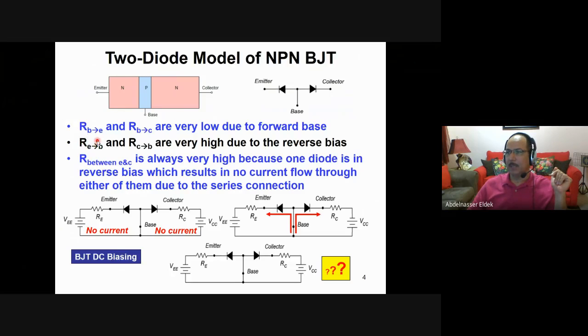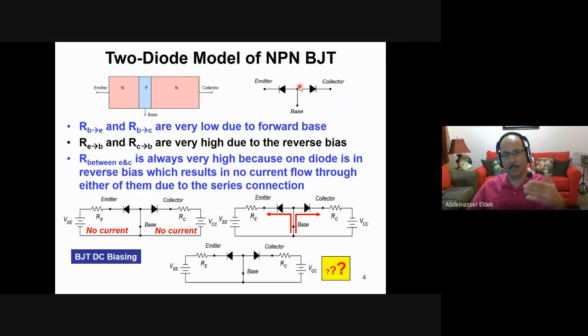The resistance from base to emitter and from base to collector is usually small because this is the forward direction. So from base to emitter and from base to collector is very small. The resistance in the opposite direction, from the collector to base or from emitter to base, of course, is very high because in this case this is the reverse bias. But the resistance between the emitter and collector is usually high. Why? Because one of them will be reverse, because they are opposite to each other.